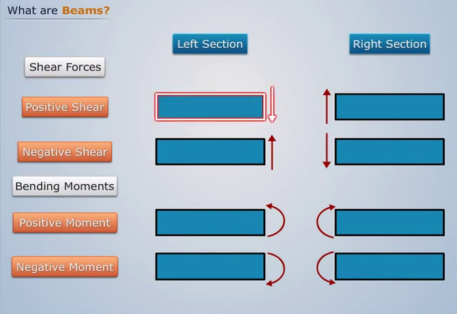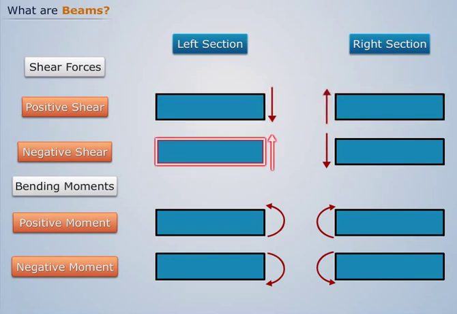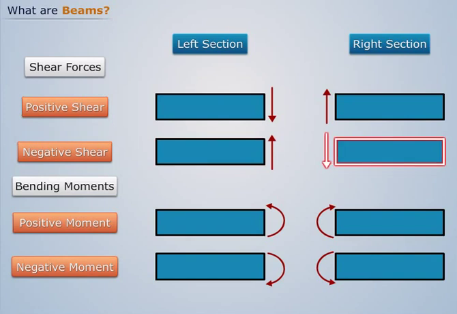For the left section, positive shear acts downwards. For the right section, positive shear acts upwards. For the left section, negative shear acts upwards. For the right section, negative shear acts downwards.